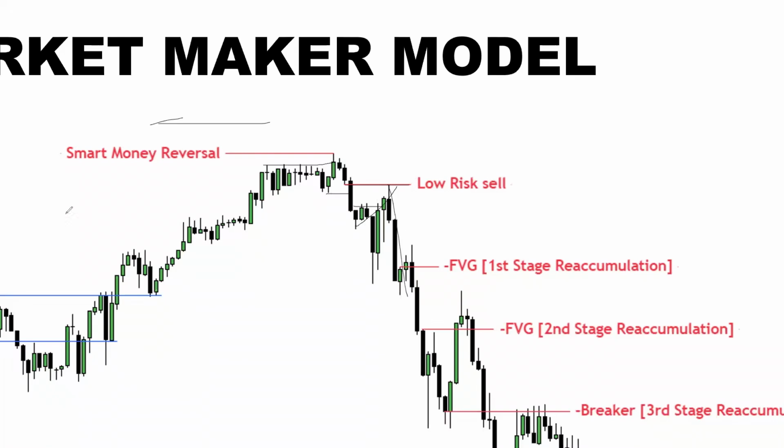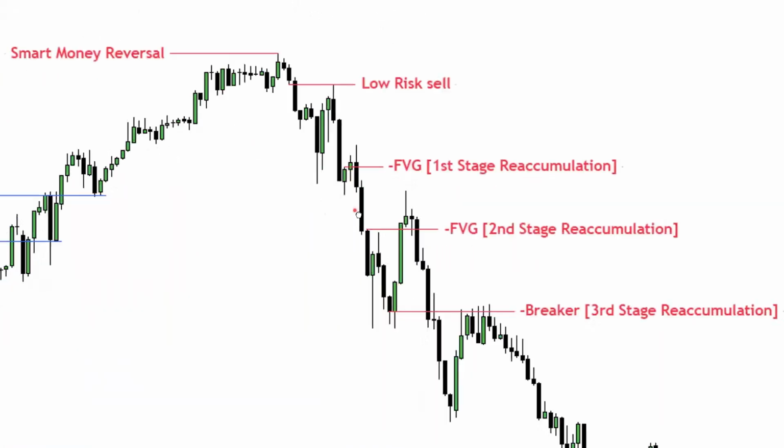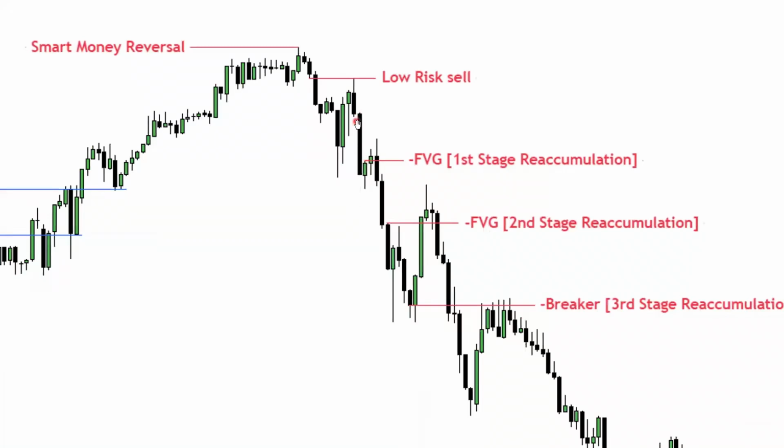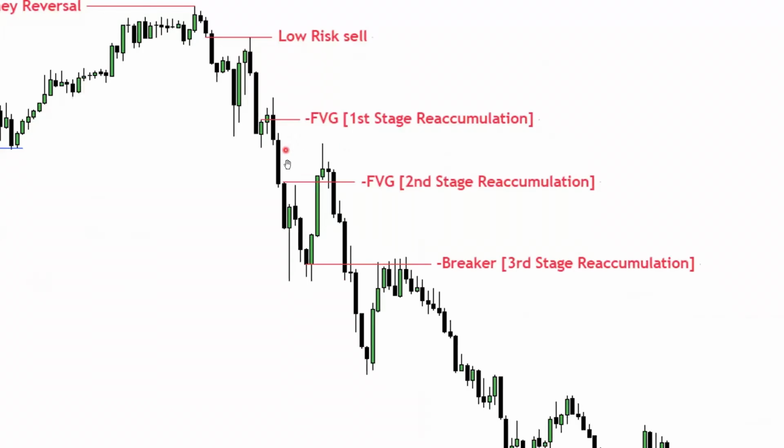All right. So you can see at this point here, you could be entering. As soon as price shifted, you'd be entering. This is what we call your low risk sell. You're selling. But price gave another opportunity. Again, this is a fair value gap. After breaking this low, price retraced into this fair value gap and then fell. In doing that, it created what? Another fair value gap for another opportunity.